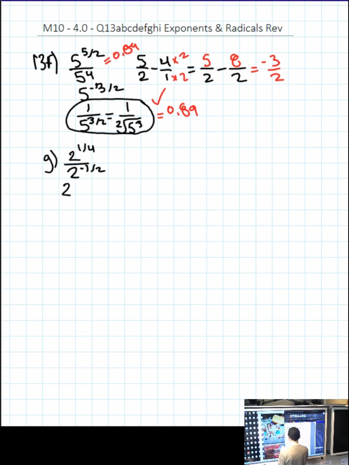So I can say 2 to the 1 over 4 times 2 to the 1 over 2, bringing the thing with the negative exponent to the top and making the exponent positive. Then we can simply add the exponents. So feel free to add the exponents off to the right, but 2 to the 1/4 times 2 to the 1/2. 1/4 plus 1/2 is simply 3/4. So we have 2 to the 3/4. Again, we could convert it. That is the 4th root of 2 cubed.